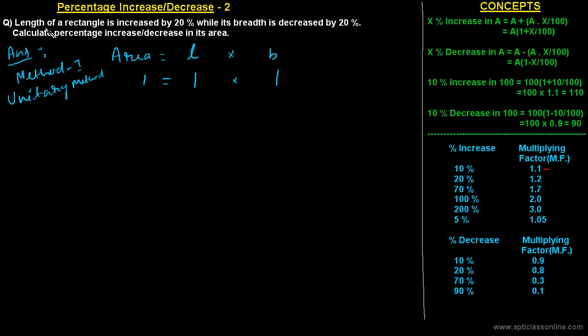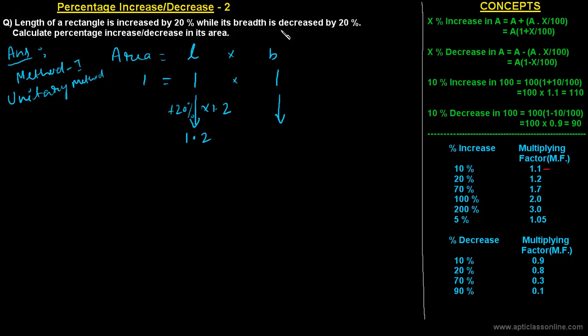Now length of the rectangle is increased by 20%. That means if there is a 20% increase in any value, then multiply the previous value by 1.2 to get the next value. So after increasing the length by 20%, it has become 1.2. Length of the rectangle is increased by 20%.